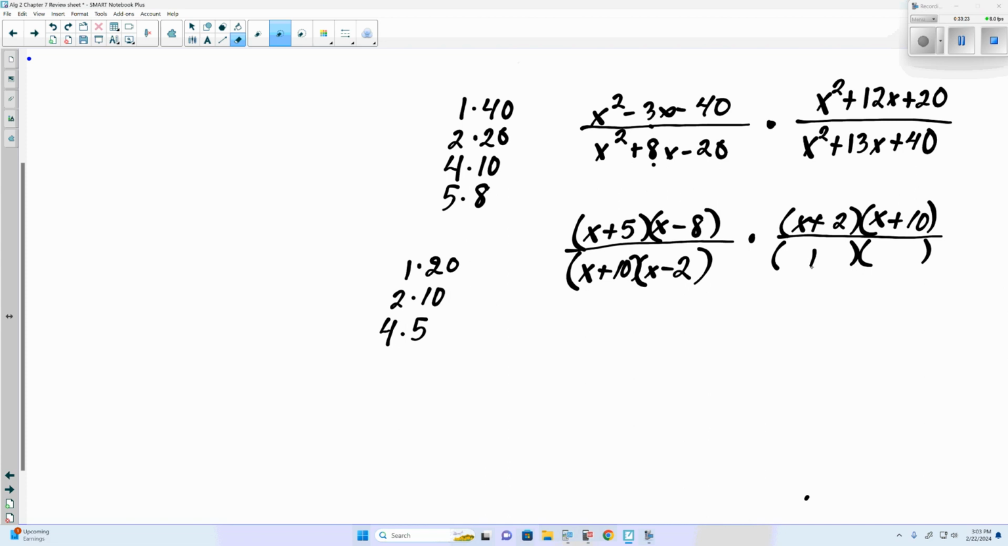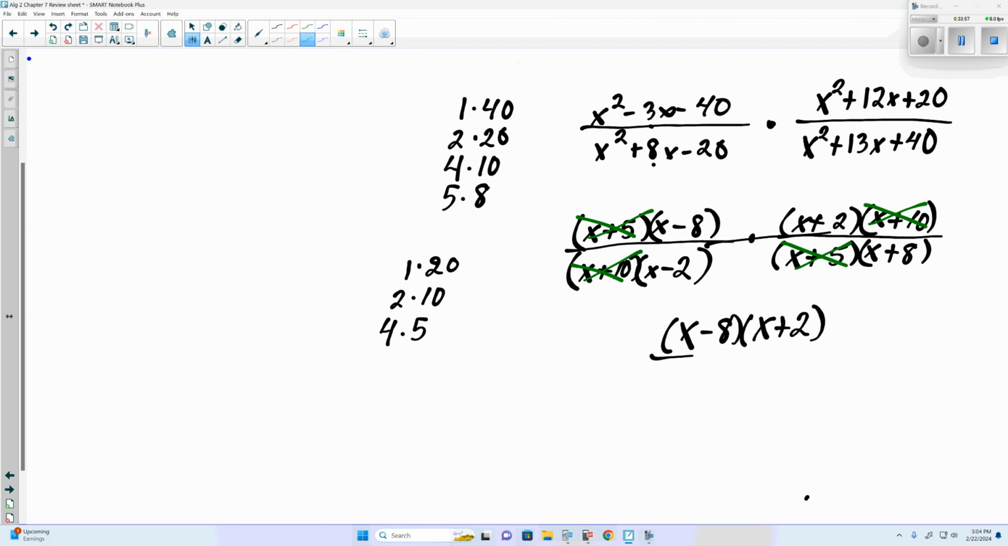Since the third term is positive, our signs are the same and match the sign of the middle term, plus and plus. Factors of x squared are x and x. And then we would have 5 and 8. Multiply them together. What's in common? X plus 5 is gone. Anything else? X plus 10. Which leaves us with x minus 8 times x plus 2 over x minus 2 times x plus 8.